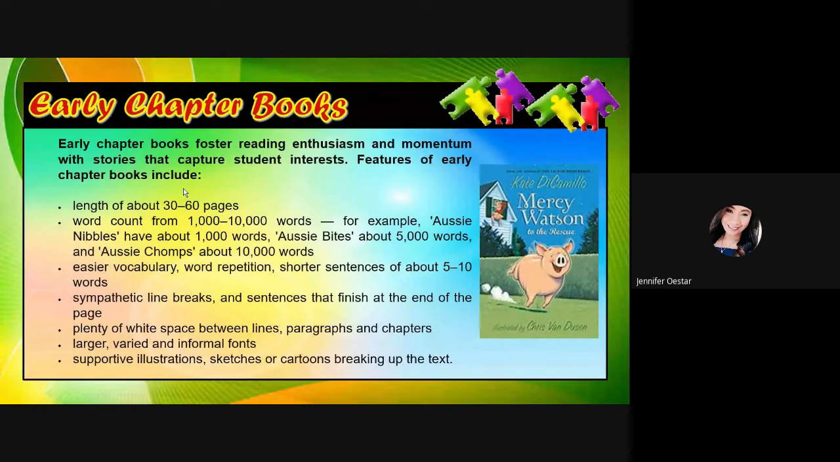So here are some of the examples. It could be about 30 to 60 pages, with a word count from 1,000 to 10,000 words, for example. Aussie Nibbles have 1,000 words. Aussie Bites, about 5,000 words. Aussie Chomps, about 10,000 words. So the number of words varies. Easier vocabulary, word repetitions, or shorter sentences, about 5 to 10 words.